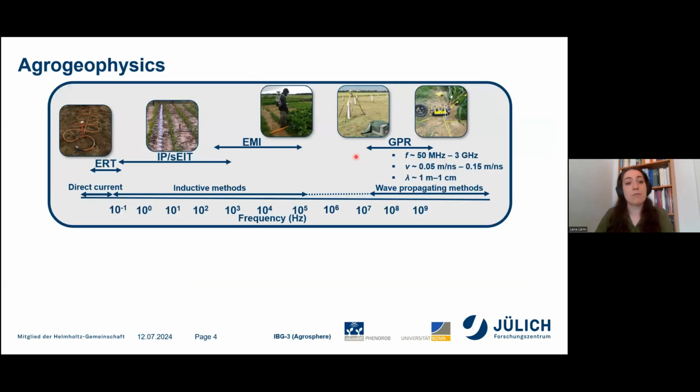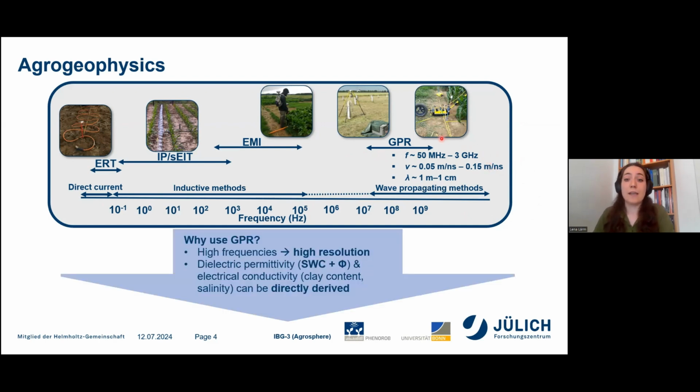We have different methods in agrogeophysics, and they mainly differ in their measurement frequency. At the lower end of the spectrum, we have direct current methods like ERT. In the low to mid frequency range, we have inductive methods like IP, SIP, and EMI. On the upper end of the spectrum, we have ground penetrating radar, which I used in my PhD. Because of this higher frequency, we have a wave propagation nature of this measurement type, and this also gives us the highest measurement resolution compared to the other methods.